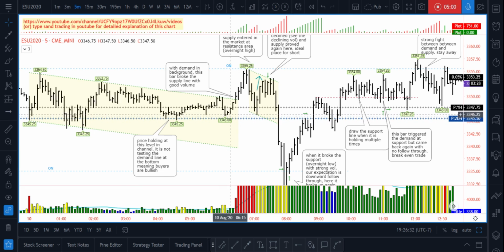And as you can see, it starts going up. Okay, so look at this bar, the 625 bar. It's still five minutes before the US Open, right? So the bar has a good volume compared to other bars. And then what did it do? It broke the supply line.